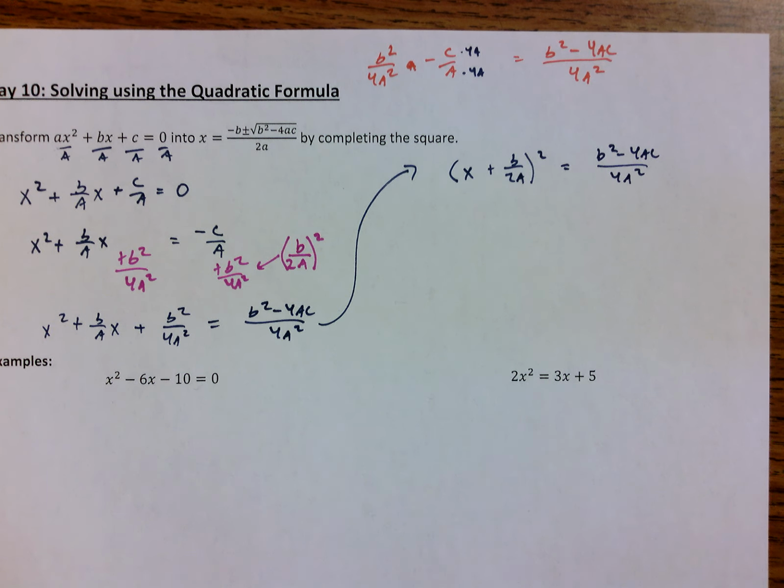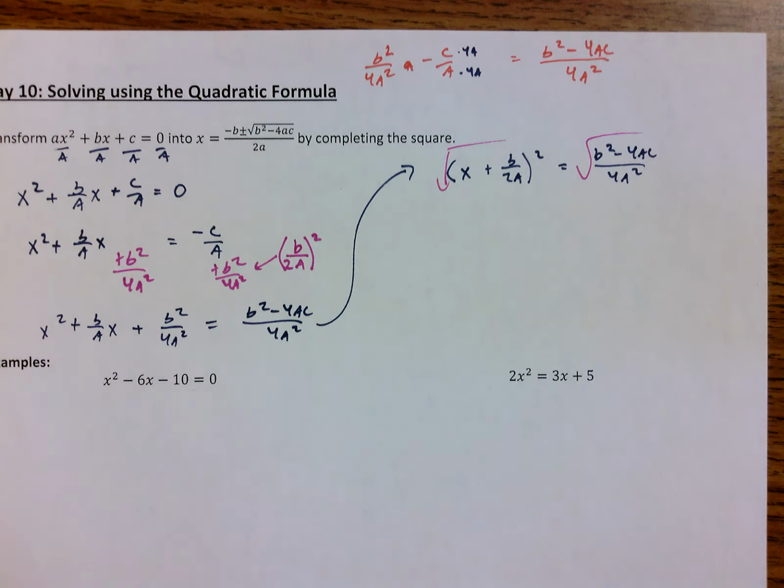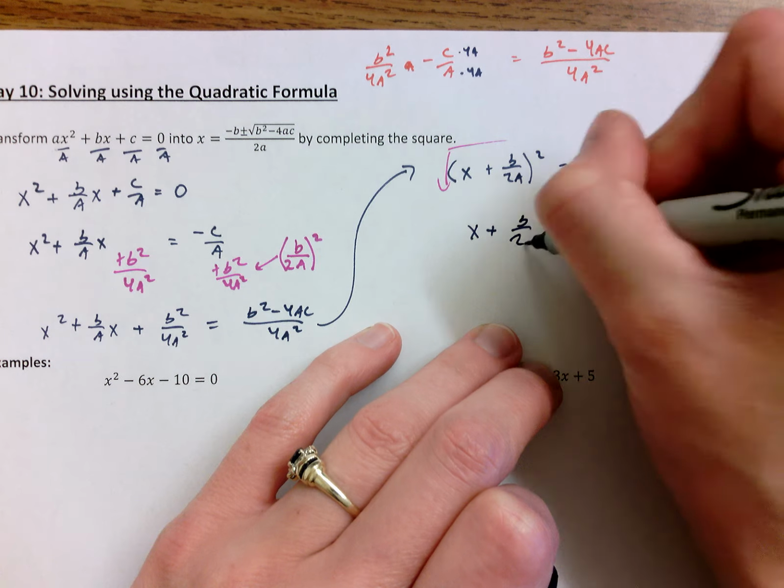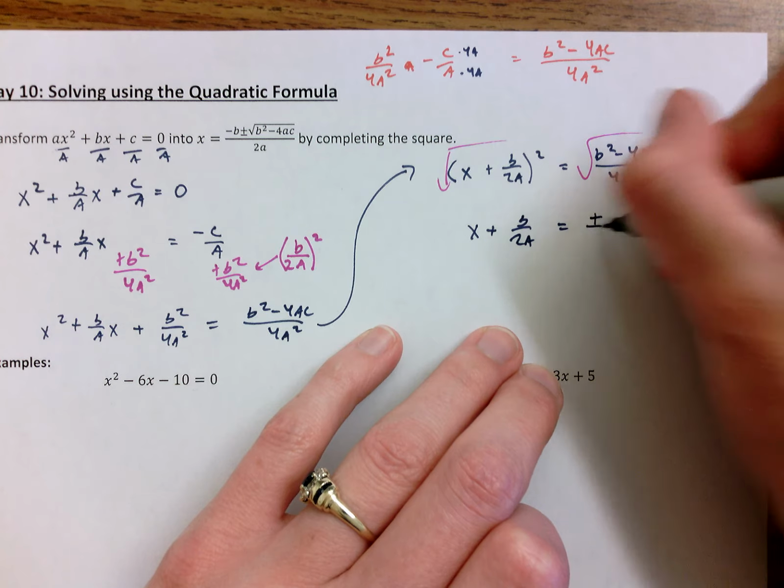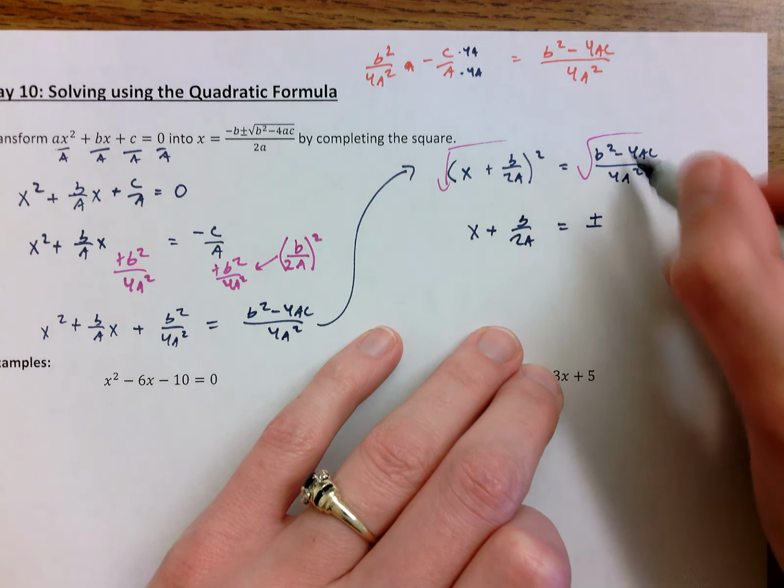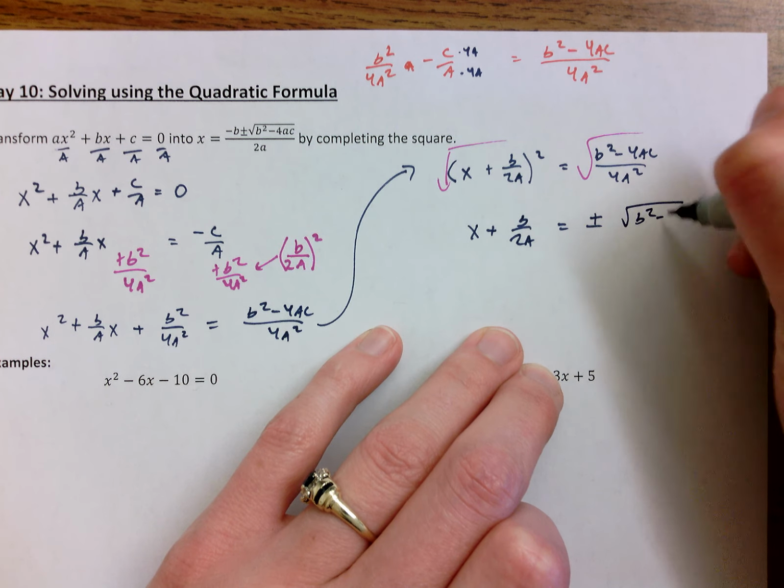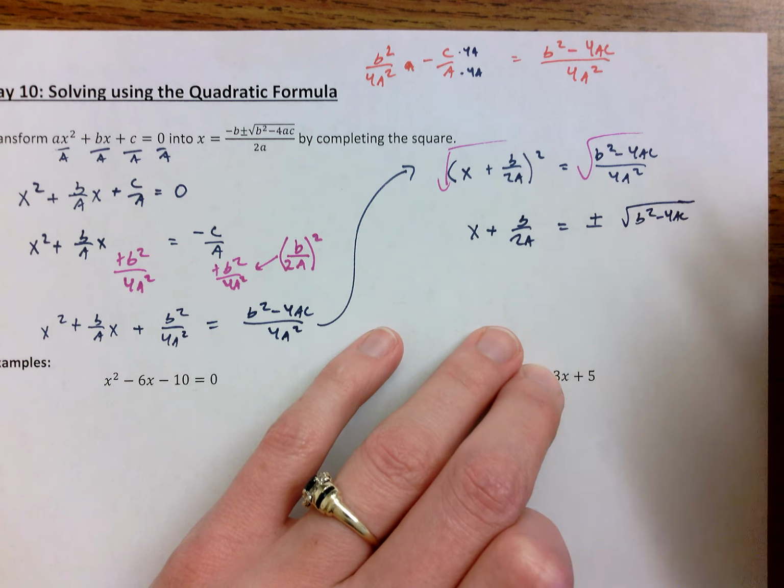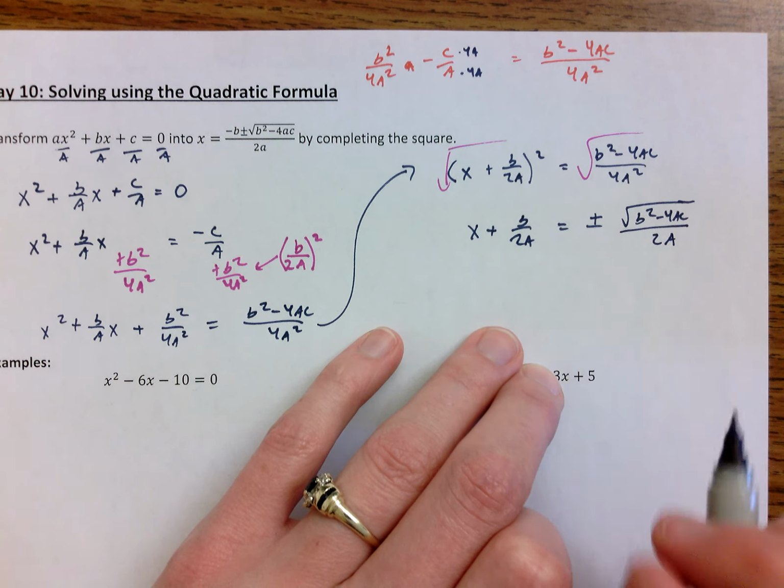All right, we're getting there. So now we're going to square root both sides of this. On the left side, I'm going to be left with x plus b over 2a. And on this side, I'm going to end up with positive or negative. I'm going to do this both top and bottom, square rooting. If I square root the top, I'm going to end up with b squared minus 4ac. I can't really simplify that at all. It's kind of complicated. But on the bottom, the square root of 4a squared is 2a. Square root of 4 is 2. Square root of a squared is a.